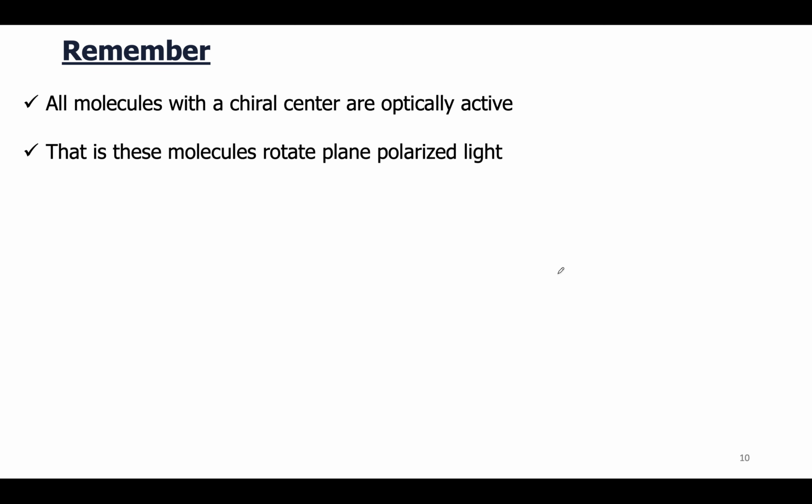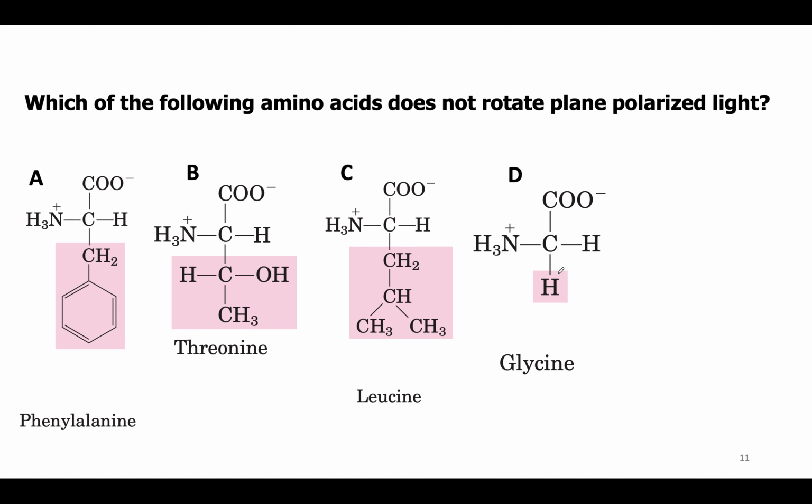And when I talk about optical activity, and many of you may have studied this in high school, any chemical molecule that has a chiral center rotates plane polarized light. So all amino acids except glycine rotate plane polarized light. So let us try another MCQ here. Which of the following amino acids does not rotate plane polarized light? This is just a variation of the previous MCQ.